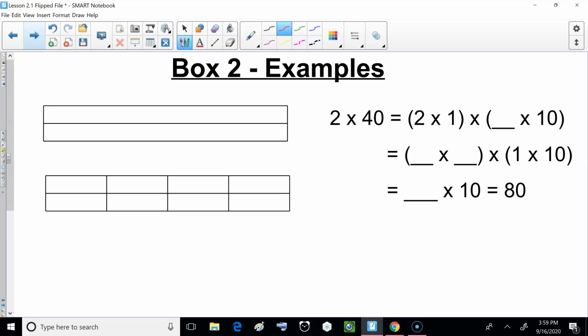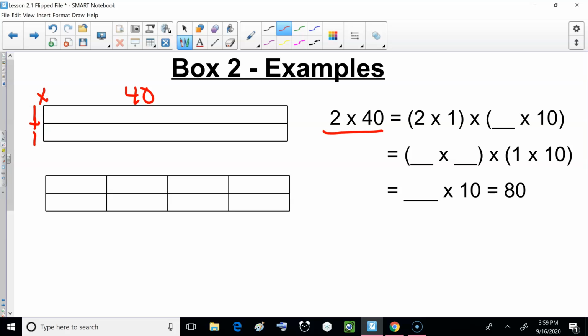Some examples today: we talked about looking at an area model and how we start to multiply. Right now, we can take this model as a drawing of 2 times 40. You see this big area right here. This would be a 1, this would be another 1, and this would be 40. So in a sense, we would have 2 times 40, which we see right here.